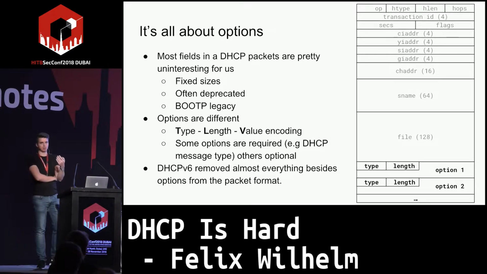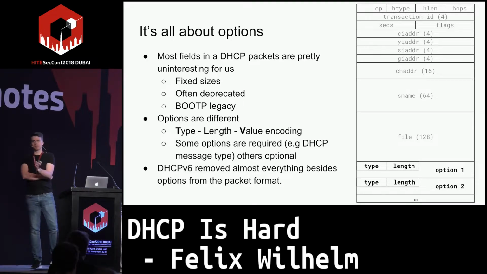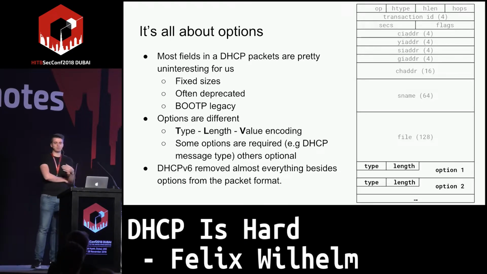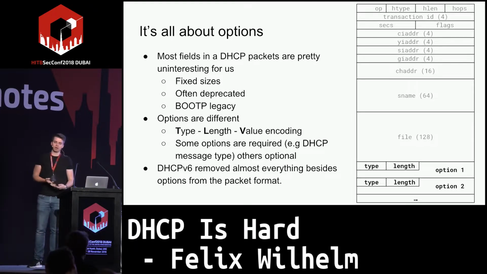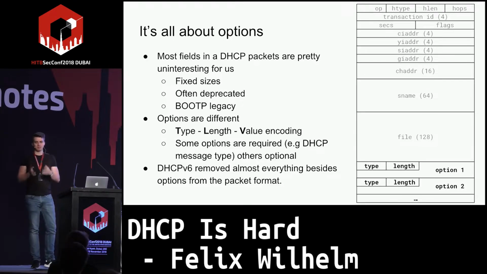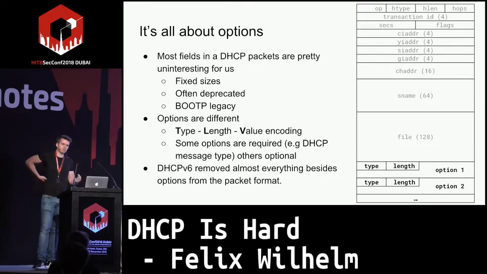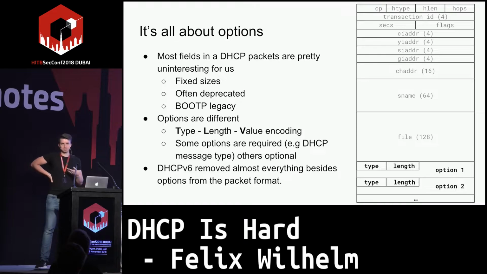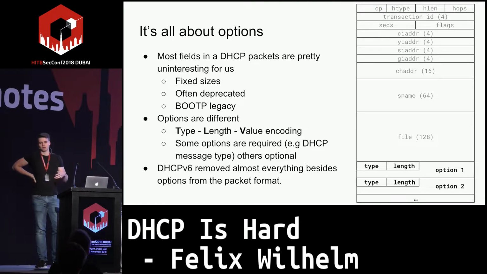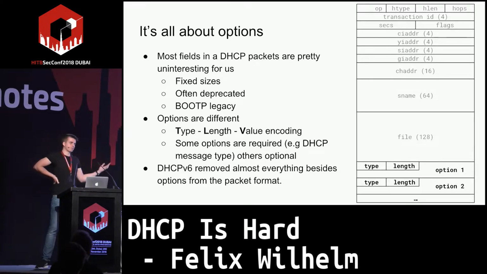The interesting part about DHCP packets are the options. And options are encoded using a type-length-value encoding. So for DHCP4, you have 1 byte for the option type, 1 byte for the option length, and then length bytes of the value. And some options are required. For example, the DHCP message type is actually encoded as an option. And others are completely optional, so you can include them or not. And interestingly, the designers of DHCP version 6 realized the same thing, that options are the only interesting part. So a DHCP version 6 packet is actually even simpler because it mostly consists only of options.